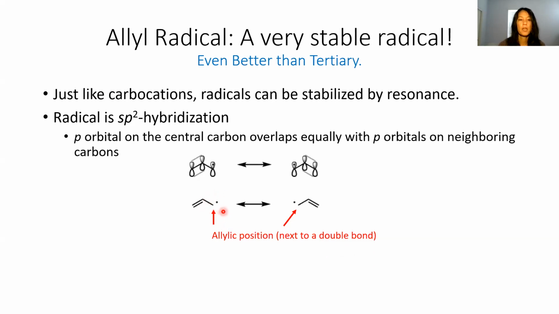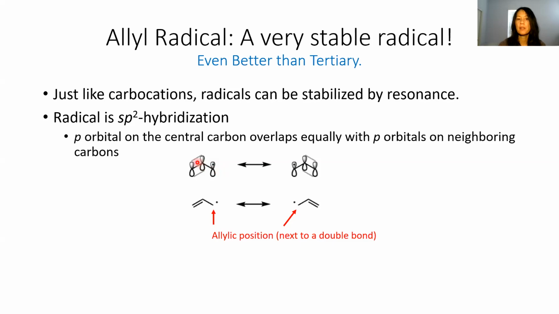Some are sp. What I want to show here is that this is an allyl radical. The reason why it's allyl is it's on a carbon next to a double bond. This is an allylic position. So this central carbon here has some overlap forming this pi bond here towards the left. These orbitals are aligned with that p orbital of the radical.